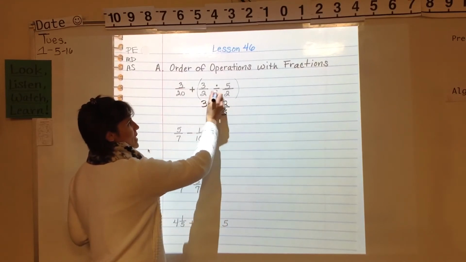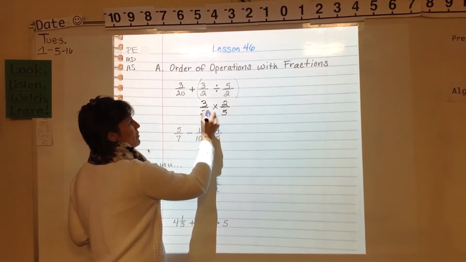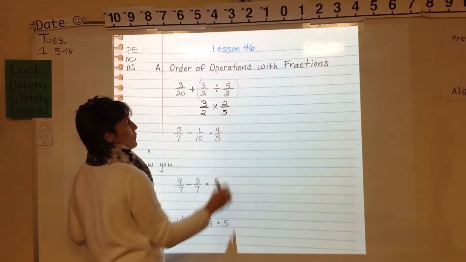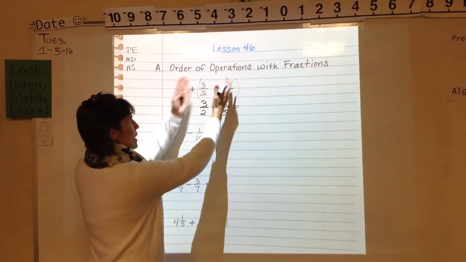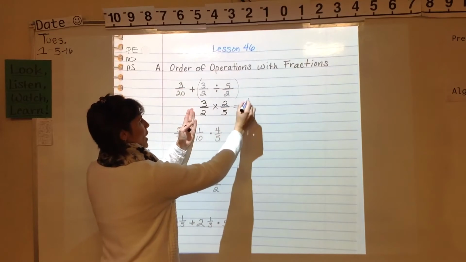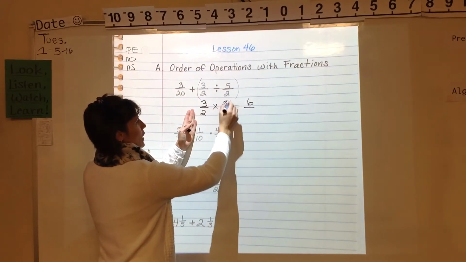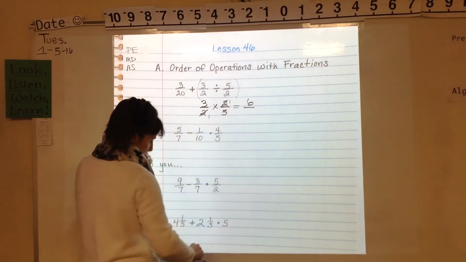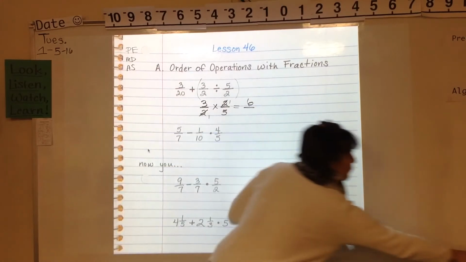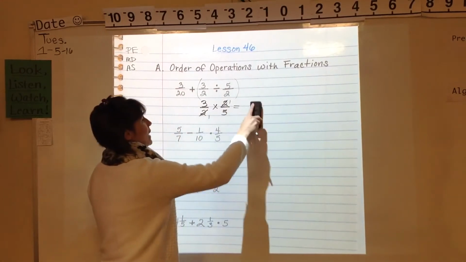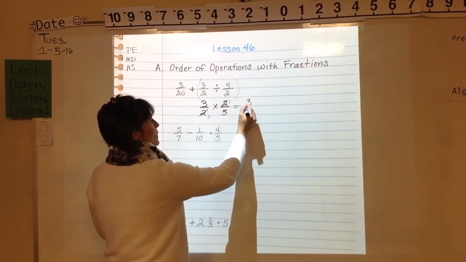To divide by a fraction, you must multiply by the reciprocal. So instead of divide by 5/2, it's 3/2 times 2/5. You just flipped it. Good job for you. So I'm doing this first. Multiply straight across, 6/10. Wait, cancel. I changed my mind. I want to simplify before I multiply. And that'll give me 3/5.